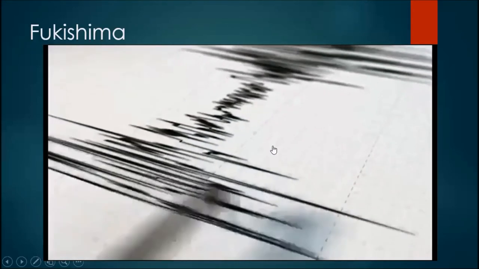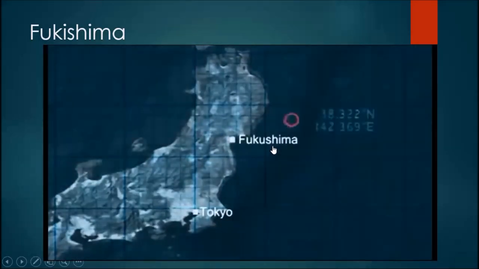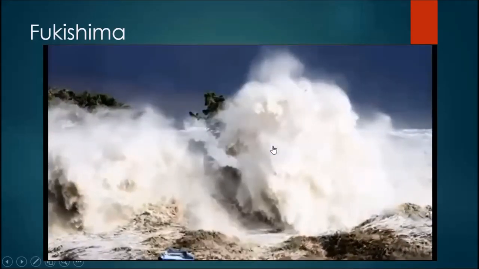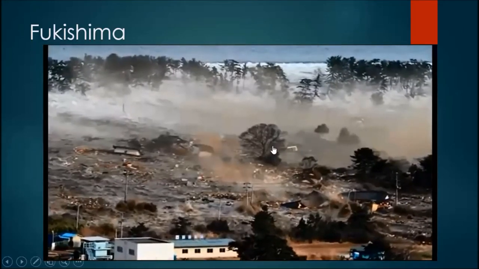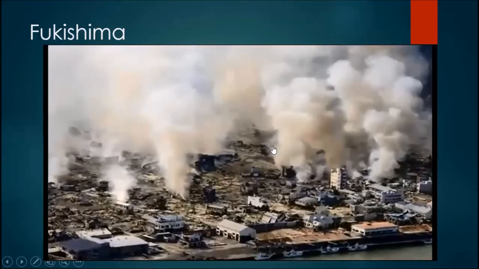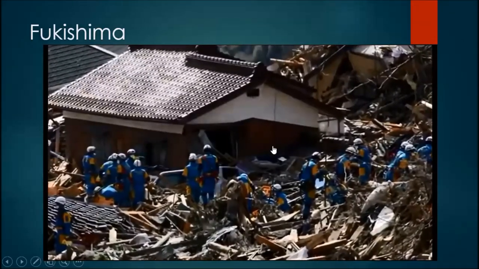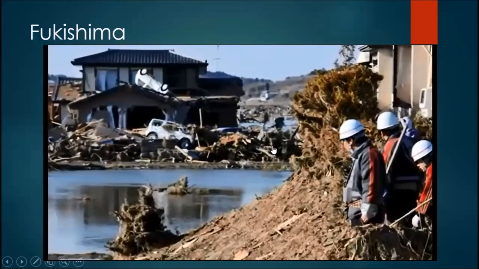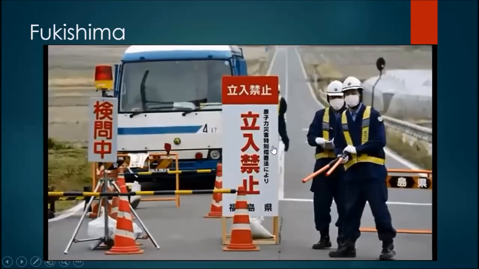Friday, March the 11th, at 2:46 p.m., an exceptionally powerful earthquake hit the Pacific coast of Honshu, the main island of Japan. At 3:36 p.m., less than an hour after the earthquake, a tsunami swept over the coast. The waves went all the way up to 10 kilometers inland. Result, over 20,000 people dead or missing, destroyed towns, ports and land devastated.